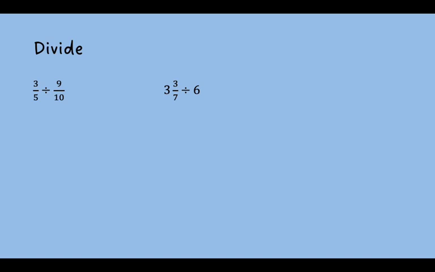Does anybody remember how to divide fractions? Multiply by the reciprocal. I have somebody who told me at one time it's called KFC, for those of you who love Kentucky Fried Chicken. You keep, you flip, and you change, okay? That's what that stands for. We keep the 3/5. We flip the 9 over 10 to be 10 over 9. And what do I change?